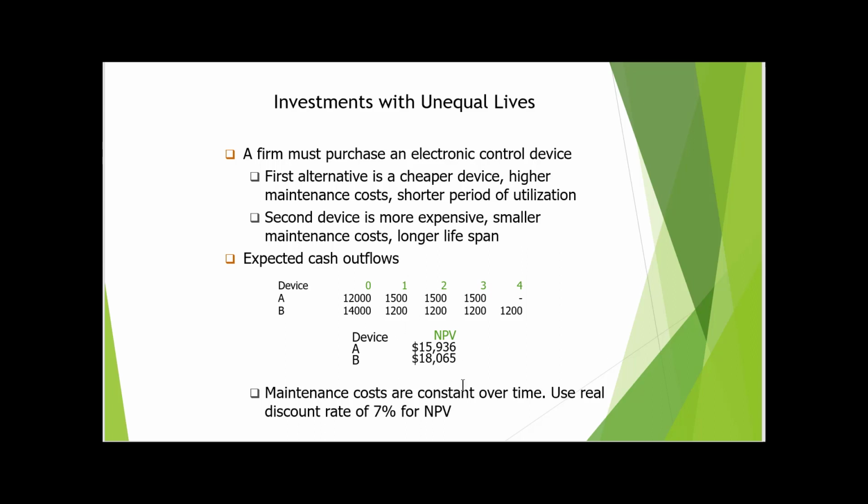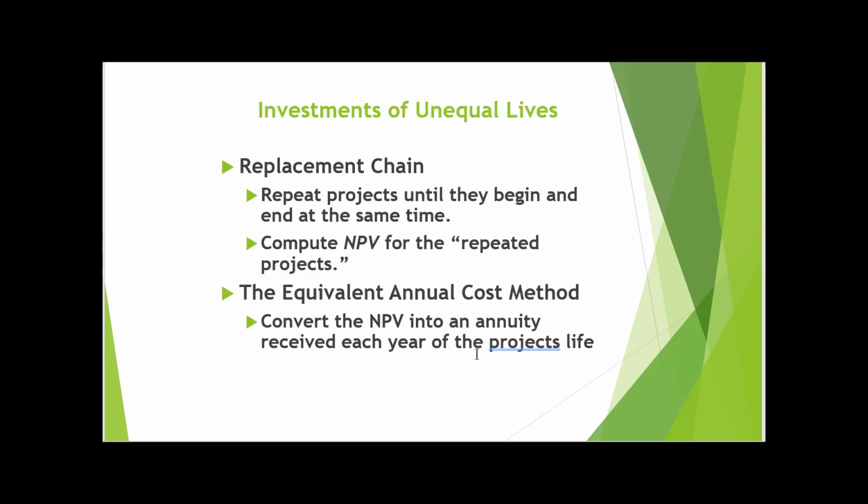So in this case, if we look at these two projects, A has a net present value of $15,009, B is $18,000. Looks like B is the better project. But let's say we have a discount rate of 7%. That's the 7% for this net present value. Let's look at how can we analyze these in a way that's more fair, if you will. And that's what we're talking about, the investments with unequal lives. How do you do that?